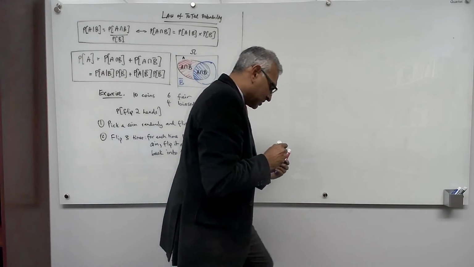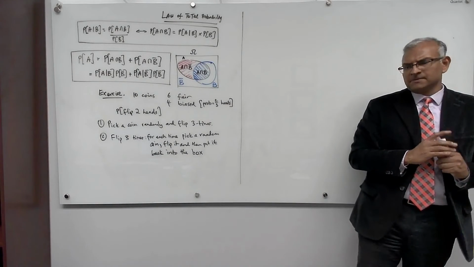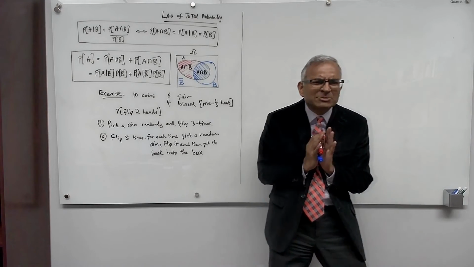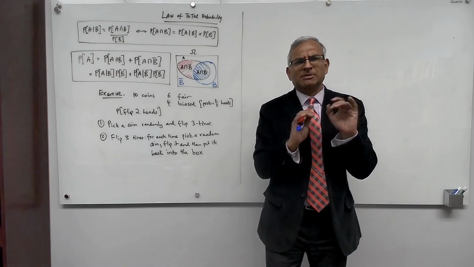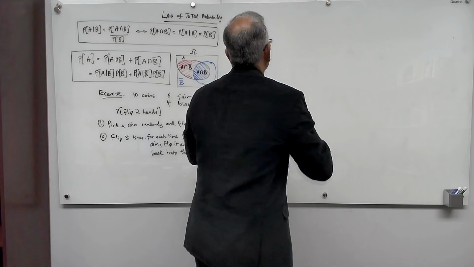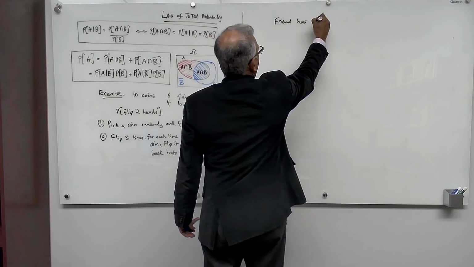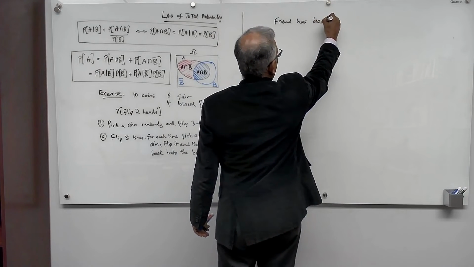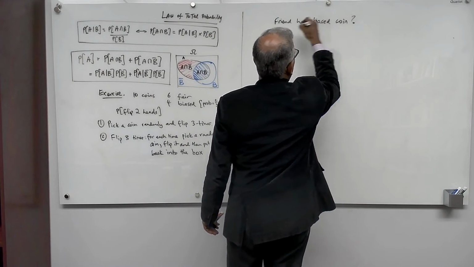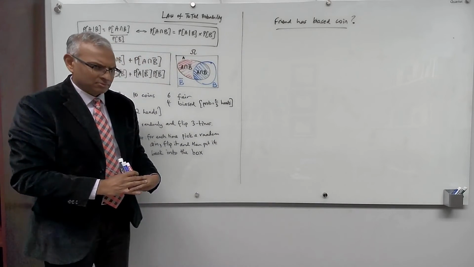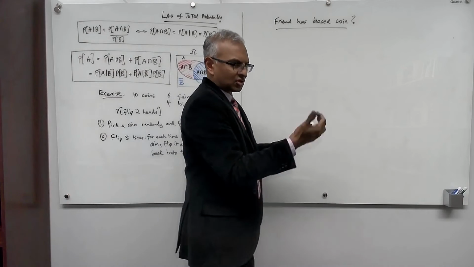Okay, so your friend comes to you and says, let's play a game. Heads I win, tails I lose. And I've got a coin. And now you suspect this guy, maybe he's got a biased coin. Friend has biased coin? Maybe, you don't know. You'd like to trust the guy, but you don't know. Is it going to be a fair coin?